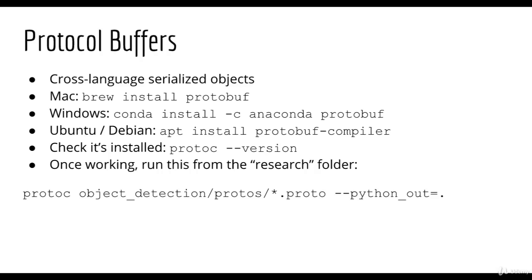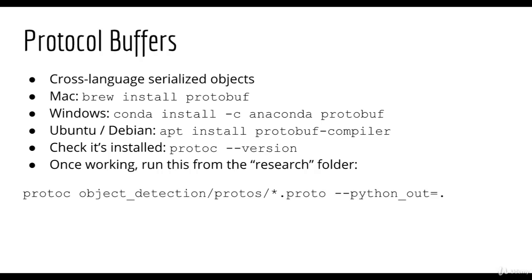To install protocol buffers, it depends on what OS you're on. So here are the commands for Mac, Linux, and Windows. For Mac, it's brew install protobuf. You'll want to install Homebrew on your Mac in order to do that. On Windows, assuming you're using Anaconda, it's conda install -c anaconda protobuf. And if you're on Ubuntu or Debian, you can do apt install protobuf-compiler.